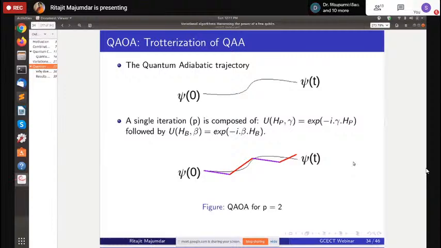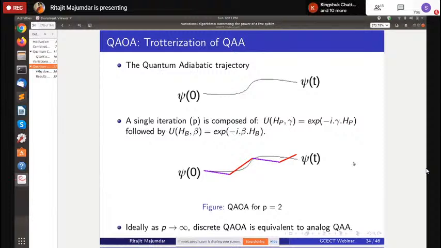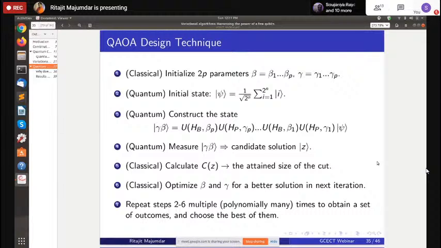And here is a promise that as you go on increasing the number of these iterations, this QAOA becomes equivalent to the quantum adiabatic algorithm. So this is exactly what we saw in our analog to digital conversation. Okay, so if that's fine with this, let's move on to the entire algorithm.